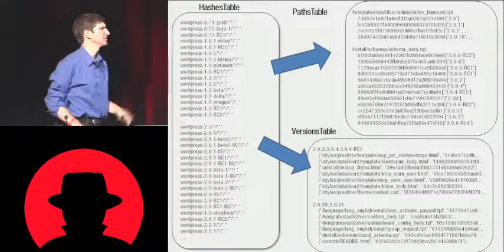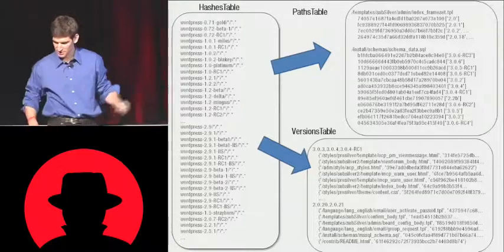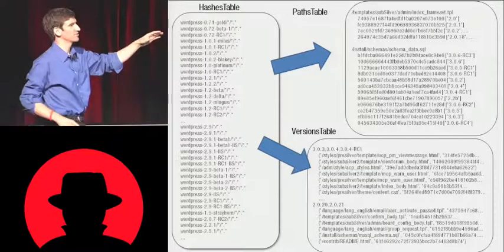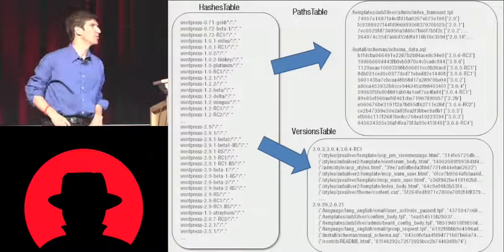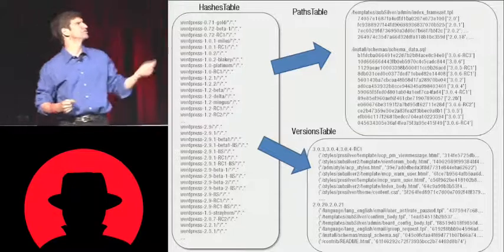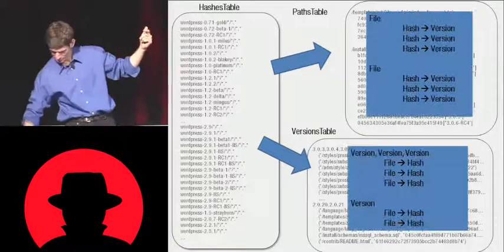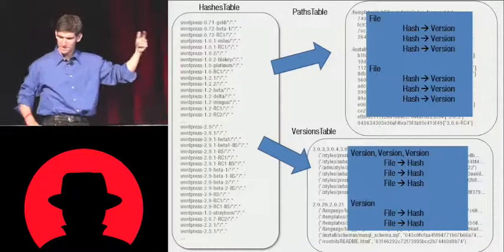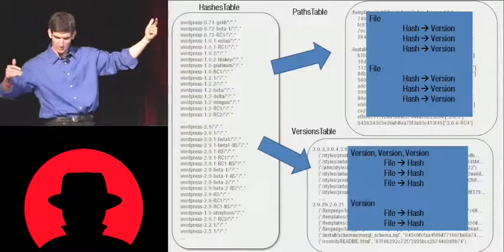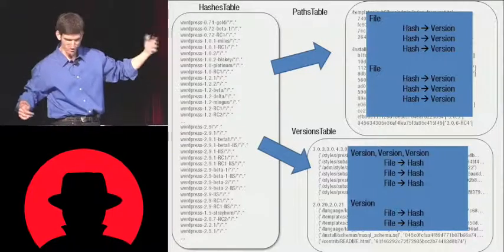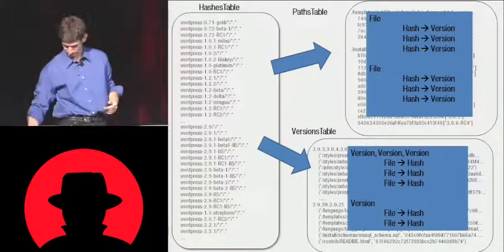So here it is, a little bit of an eye chart here. Don't need to worry about it too much. Basically, WordPress, every version, */*, all the files. We're going to chew through those and compute hashes on those and send those to the paths table and the versions table. Here's what it looks like. The paths table is keyed by file, and the values are hash to version mappings, and the versions table is versions and their file to hash mappings.